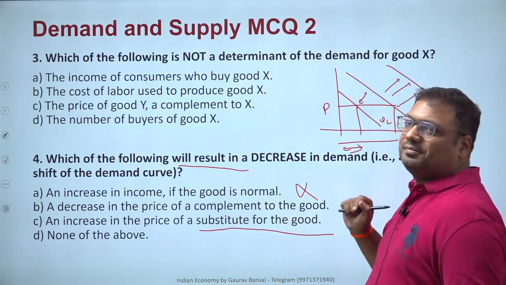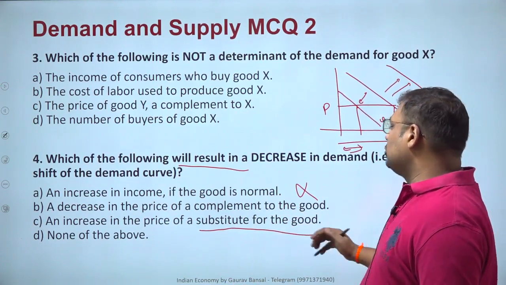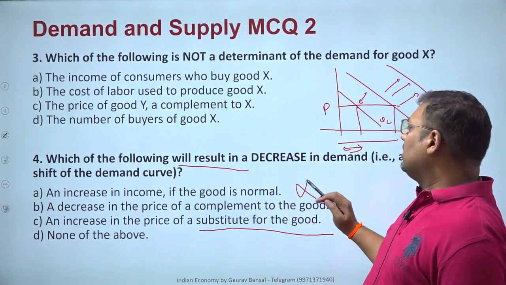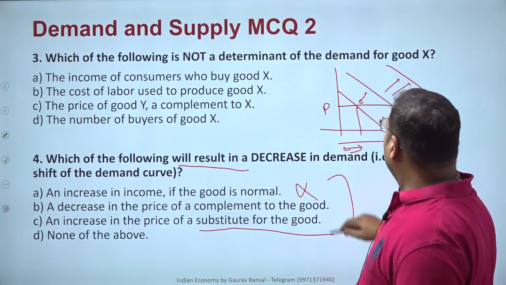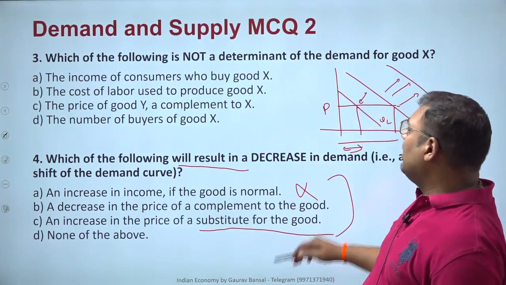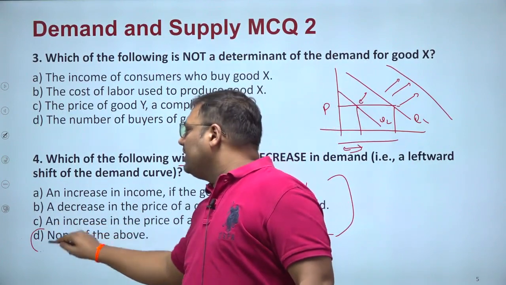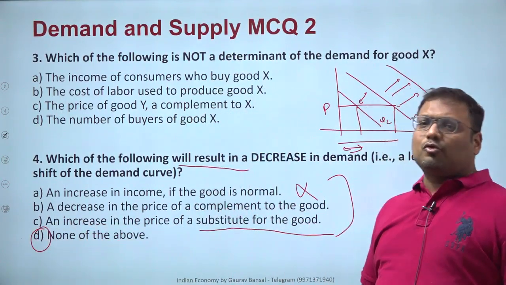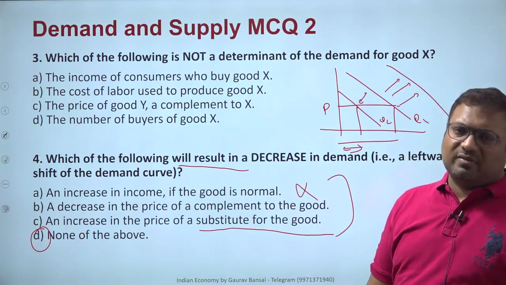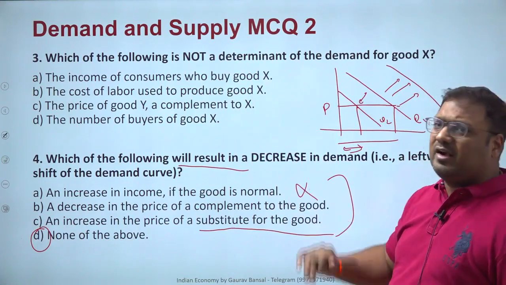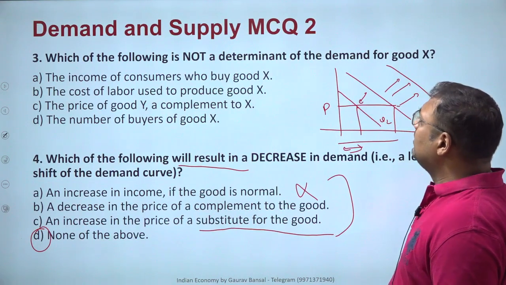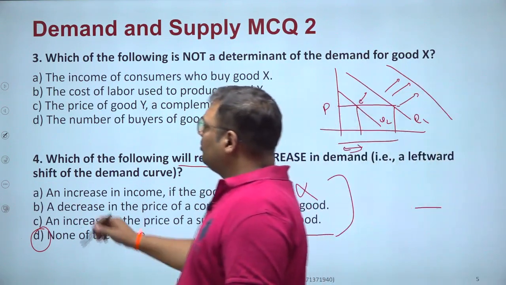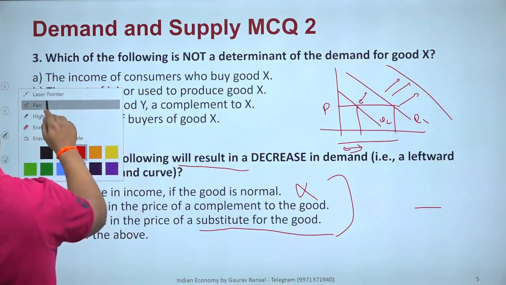So likewise. Clear? So this is also not correct. So all of these three conditions will lead to an increase in the demand, not a decrease. So the answer should be D, none of the above. Okay, it is a good practice question. Questions should not be so complex in the examination, but I have given you a high degree of complexity here. Let us look at more questions.